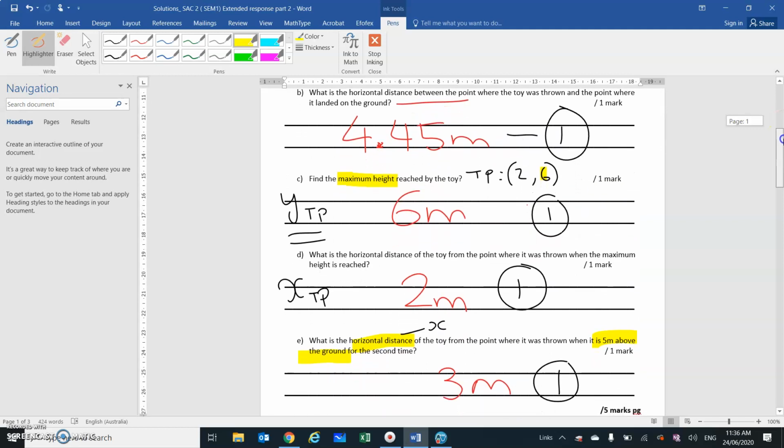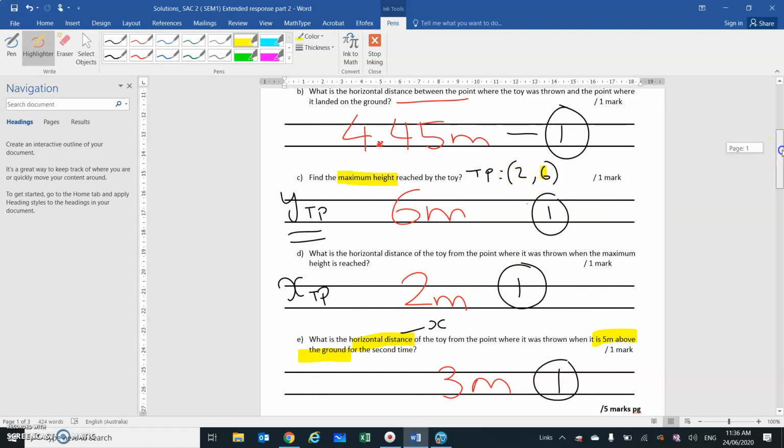D, what is the horizontal distance of the toy from the point where it was thrown when the maximum height was reached? That's asking for the x value of the turning point, so that's 2 meters.